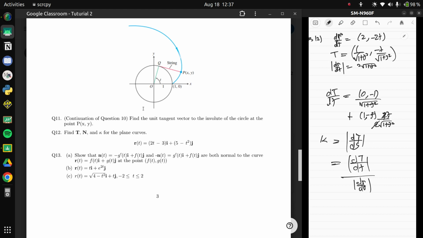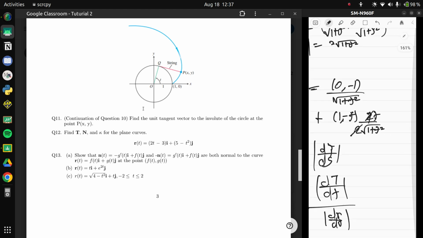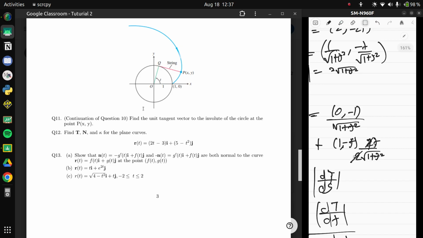Yeah, I guess that's okay. Did I mess up something? Oh, I did mess up something. It's supposed to be 3 by 2, sorry for that. Just negative 1 by 2, right? Sure. And then this guy's going to be just 2t, cancels, right?